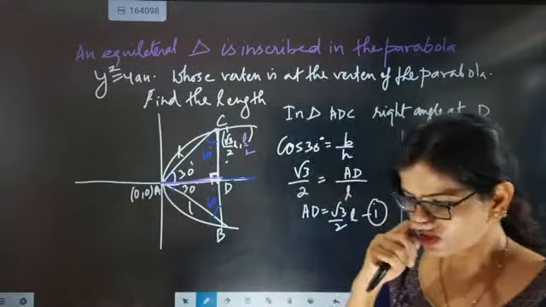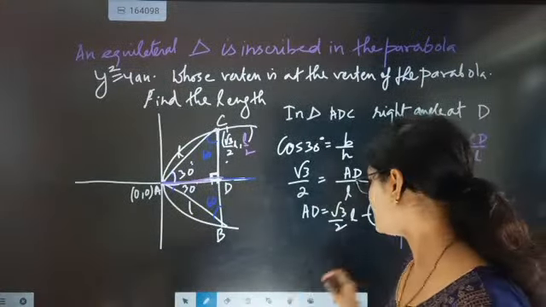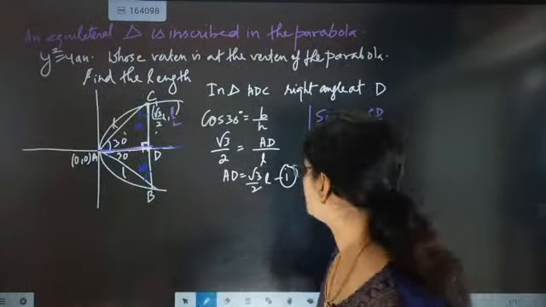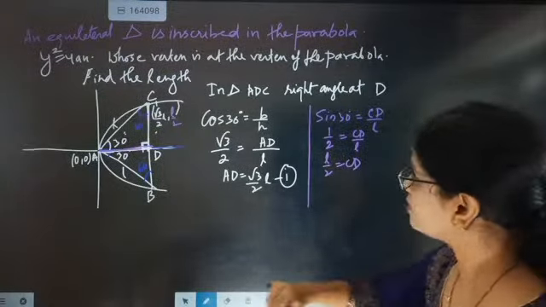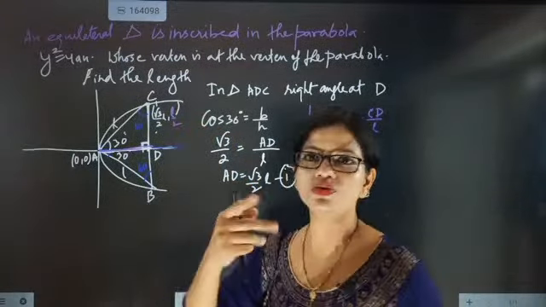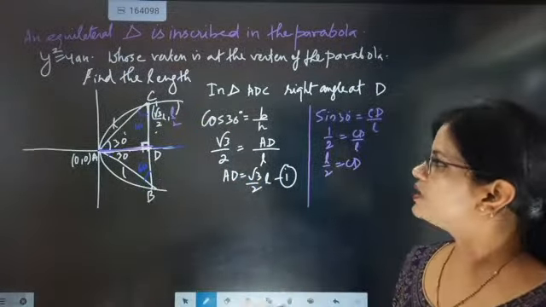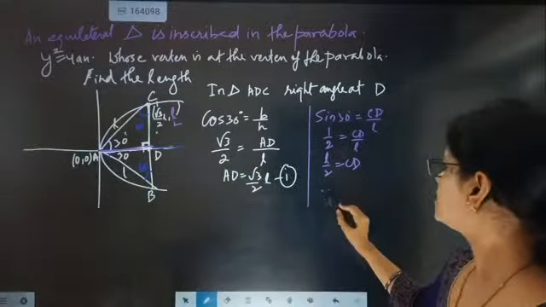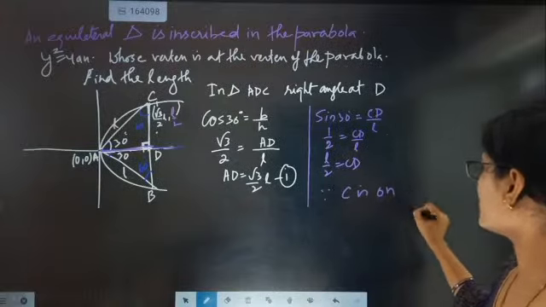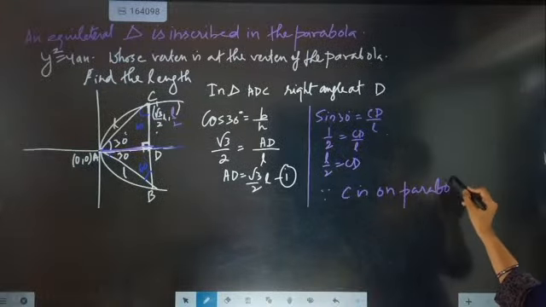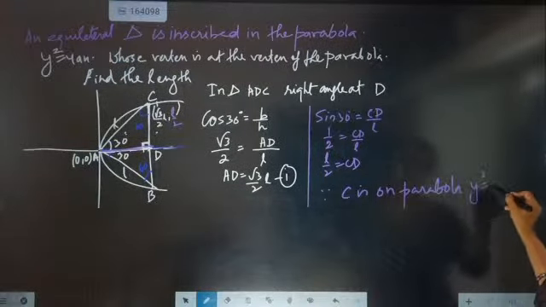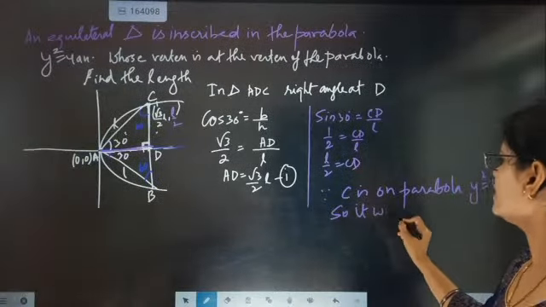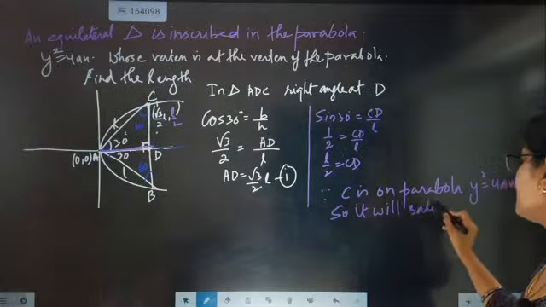So now we got both of them. No big work. We got CD equal to L by 2, and this part we got is root 3 by 2 L. Since C is present on the parabola, y square equal to 4ax, it will satisfy the equation of the parabola.